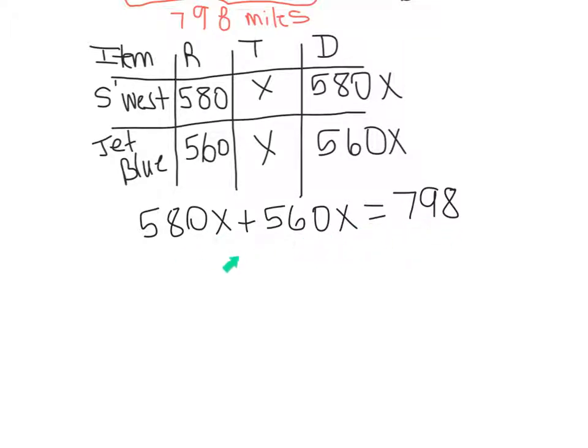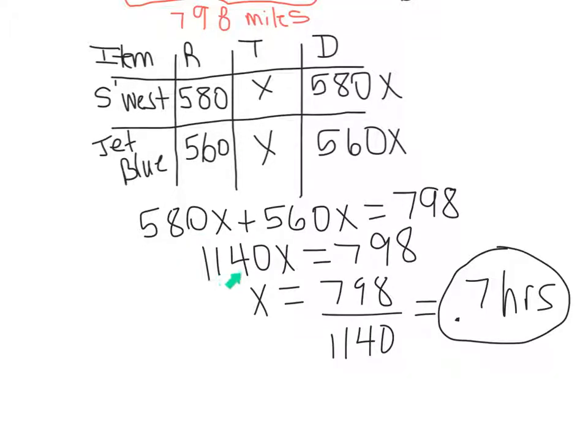So finally we have an easy equation to solve. When we combine like terms here, we'll have 1140x. So here's 1140x equals 798. Divide by 1140, so 798 divided by 1140 is 0.7 hours.